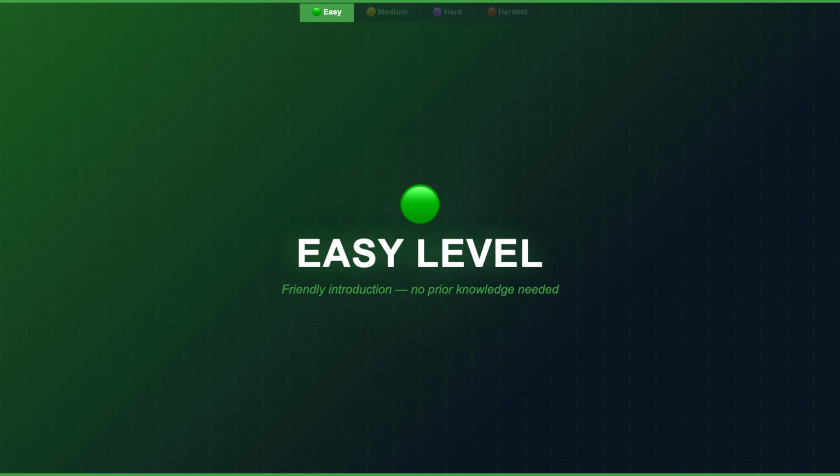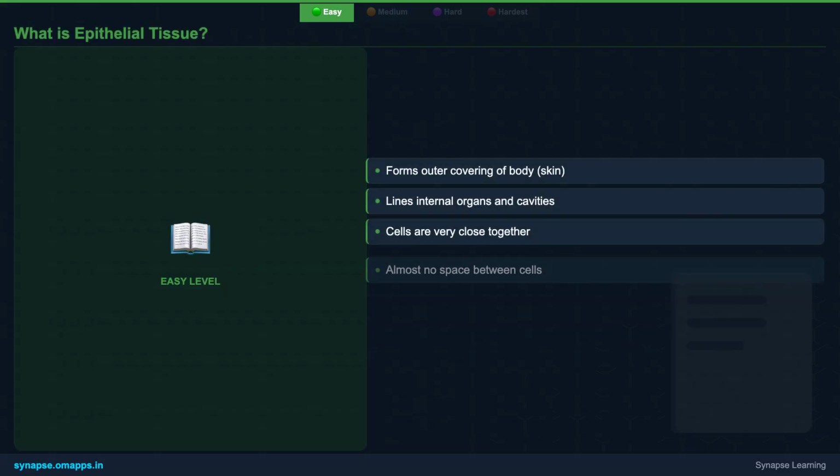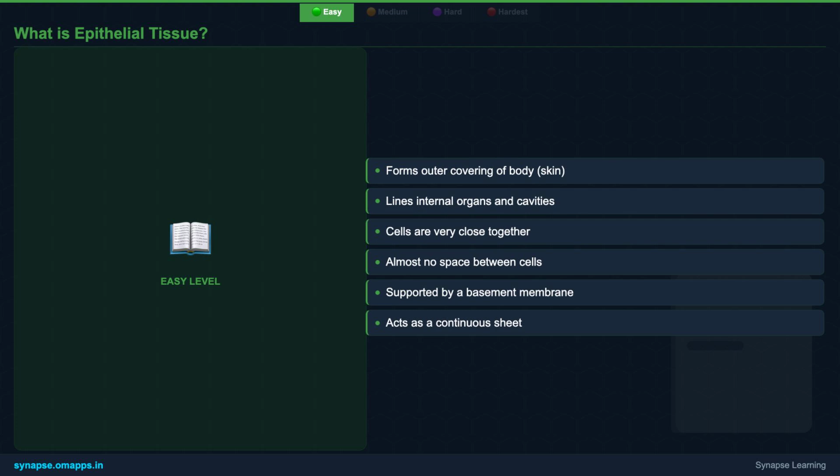Let's start with the fundamental building blocks of epithelial tissue. Epithelial tissue is like the body's natural wrapping paper. It's a type of animal tissue that forms the outer covering of your entire body, like your skin, and also lines all the internal organs and cavities. Imagine it as a protective shield for everything inside and out. Its cells are packed incredibly tightly, leaving almost no space between them, which helps it form strong, continuous sheaths. This tight packing is a key feature that allows it to perform its protective and barrier functions effectively.